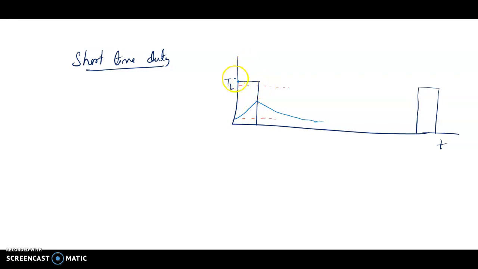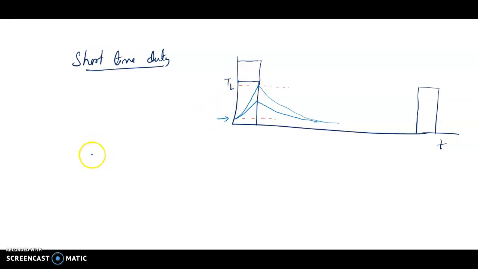So we can go for overloading, because I want it overloaded. I can overload it for this time. If I overload it, I will get a temperature change over here. The temperature may rise up to a certain value, but I must make sure that it does not exceed the rated value, and then it should settle down to the ambient value. This is the ambient, that is, the surrounding temperature we must maintain, and here is the steady state value. This is a short time duty.